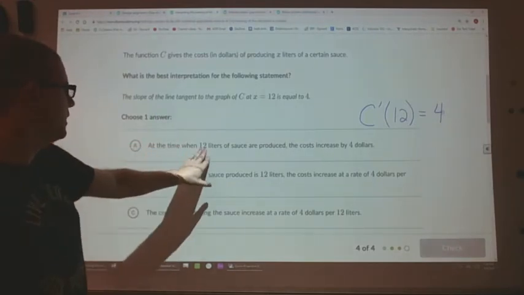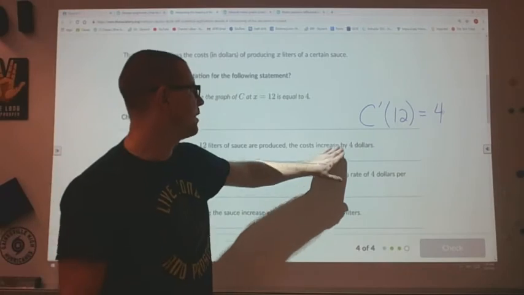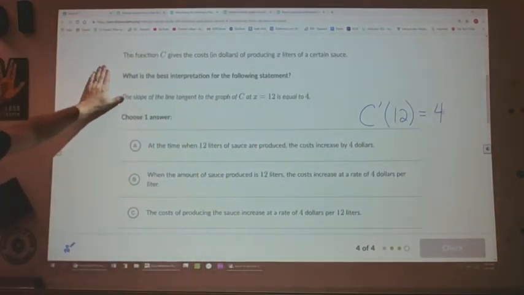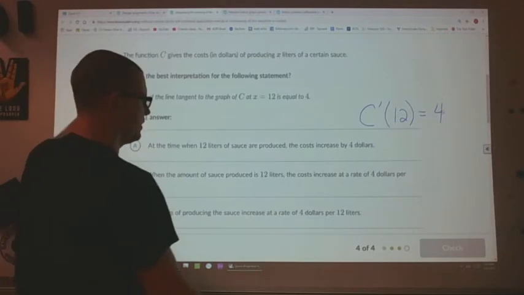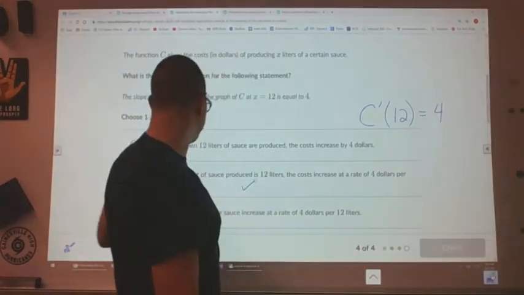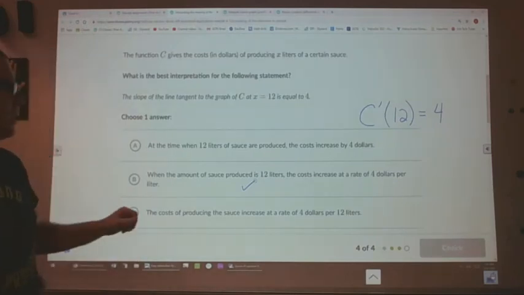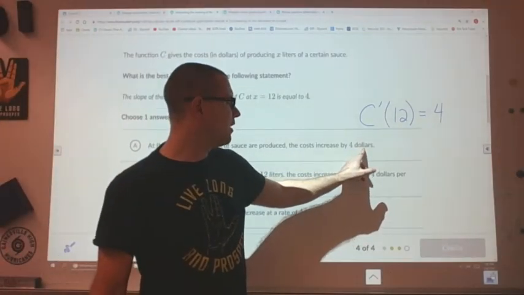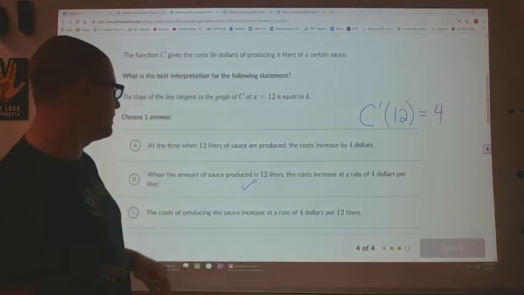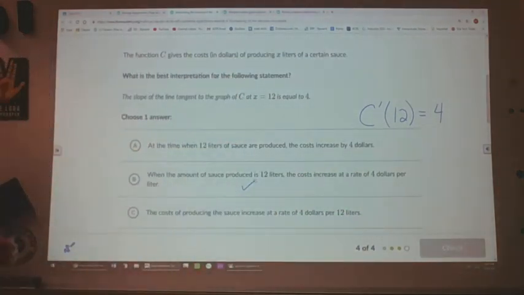So at the time when 12 liters of sauce is produced, the cost is increasing by $4 per liter. When the amount of sauce produced is 12 liters, the cost increases at a rate of $4 per liter. This one is better. It's $4 per liter. That's a rate of change. Cost increased by $4 is just constant. That's a measurement. It's not a rate of change. We have to match that rate of change, so it's $4 per liter.